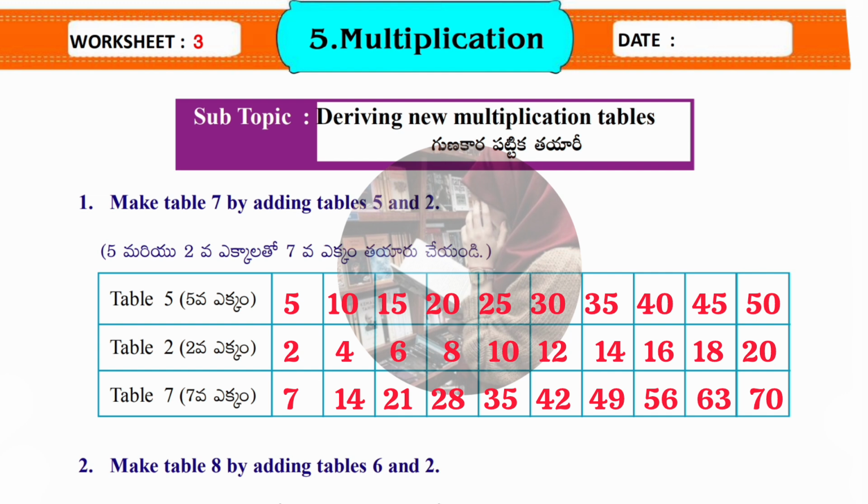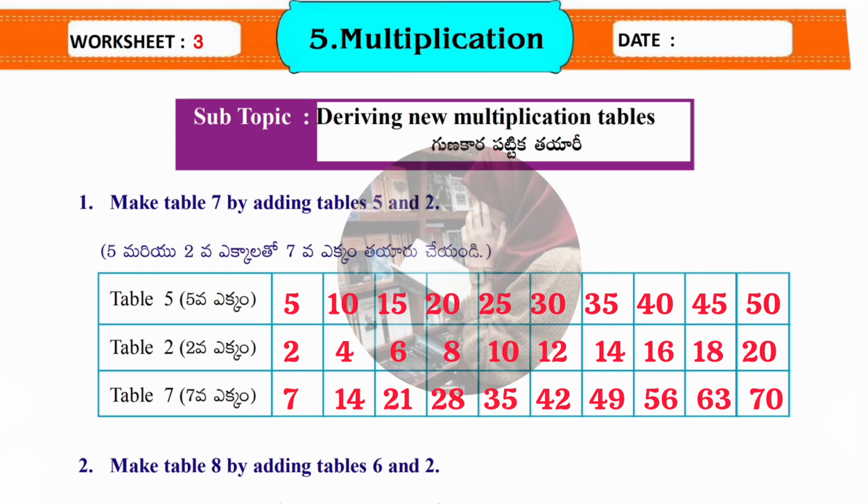Okay, let's see. So table 7: if you know table 7, just write it down, or else you just add table 5 and table 2, and you may get the answer. We'll do it by addition. Write down table 7. So 5 plus 2 is 7, 10 plus 4 is 14, 15 plus 6 is 21, 20 plus 8 is 28, 25 plus 10 is 35, 30 plus 12 is 42, 35 plus 14 is 49, 40 plus 16 is 56, 45 plus 18 is 63, and last 50 plus 20 is 70.